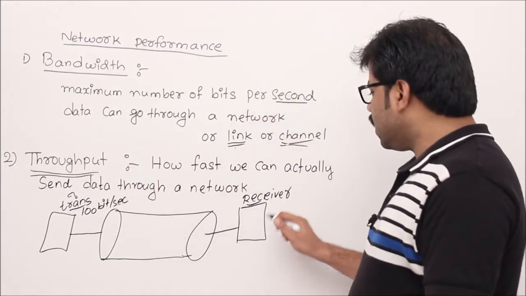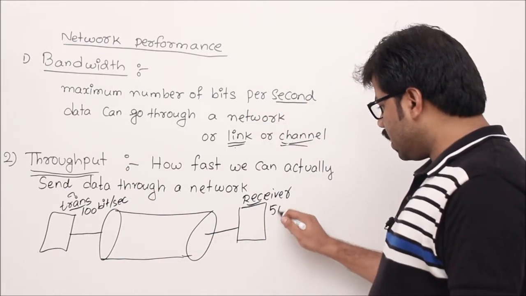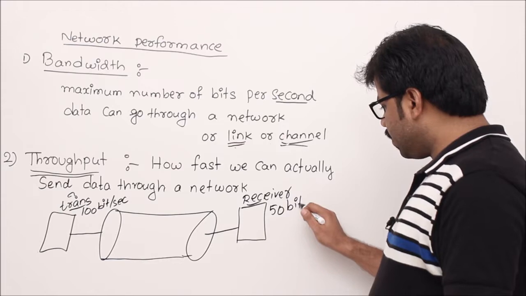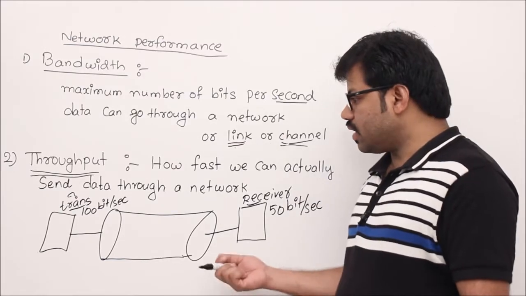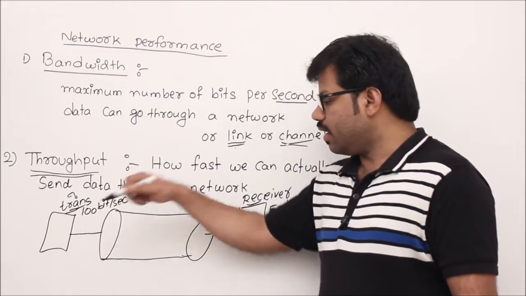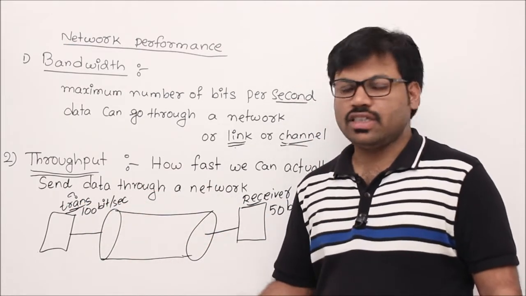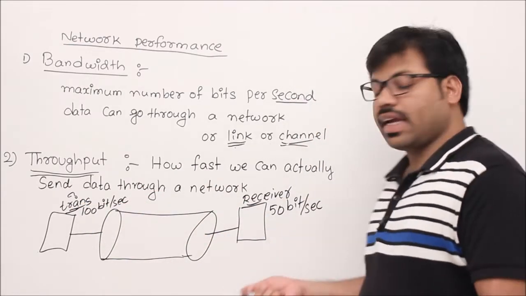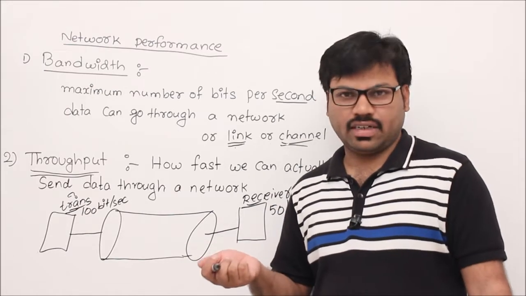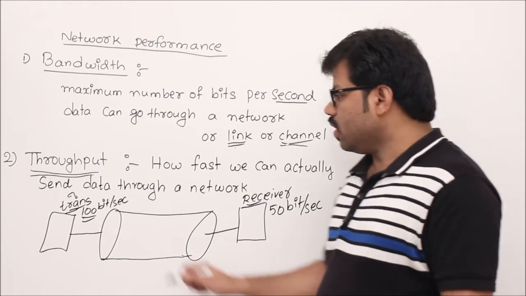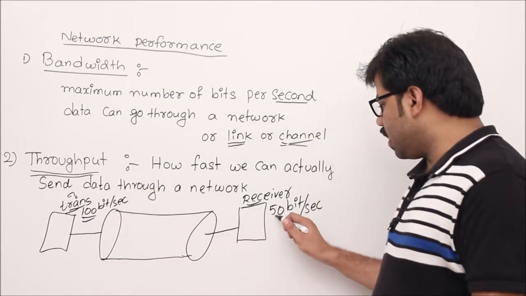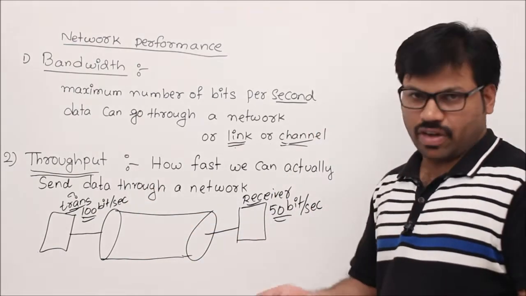Now if your receiver is only receiving 50 bits per second, if that is the capacity, then definitely we say that though the transmitter can generate 100 bits per second, it's useless. Why? If the receiver cannot receive 100 bits per second, then though you send, what is the use? So at that time, the entire bandwidth depends on the receiver's capacity, the minimum value.